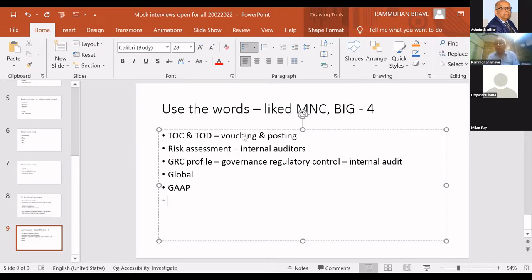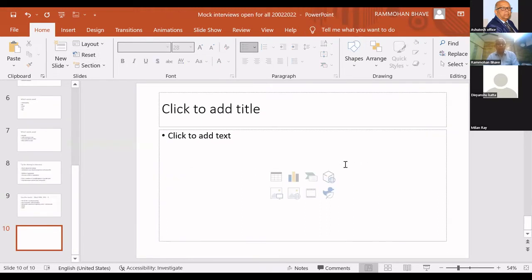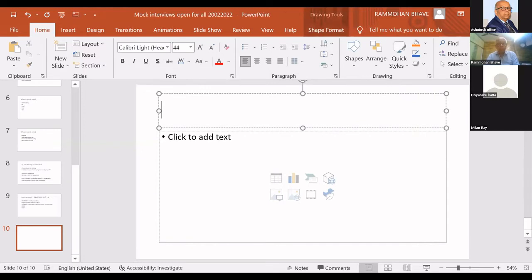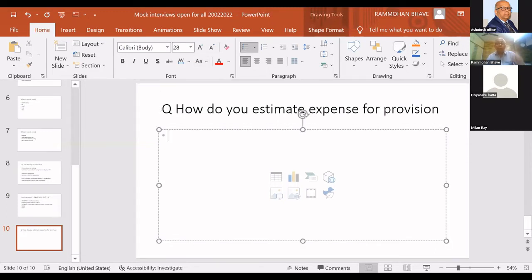Then a question is asked: how would you estimate? I'll tell you one of the questions. Question: How do you estimate expense for provision? What is the answer you will give? Let me ask you people. What is the answer you will give?